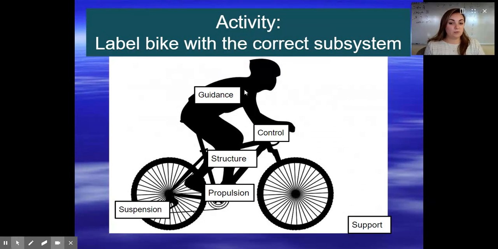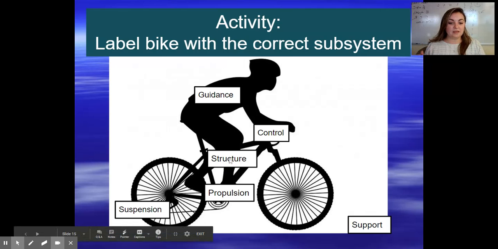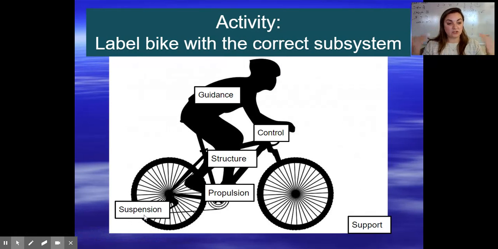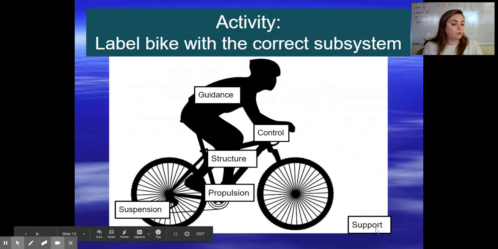So guidance would be the person is going to keep the bike on course. Control would be like the handlebars, right? Because they're going to either steer or change direction. The structure would be like the bike frame. That's what's actually going to hold the weight of the vehicle. Propulsion is like the bike gears. That's what's actually going to push the bike forward. Suspension would be the tires, because that's what's actually connected to the environment. They're connected to the ground. And then obviously the support would be the road that the bike is on, because if there were no road, the bike would not go anywhere.